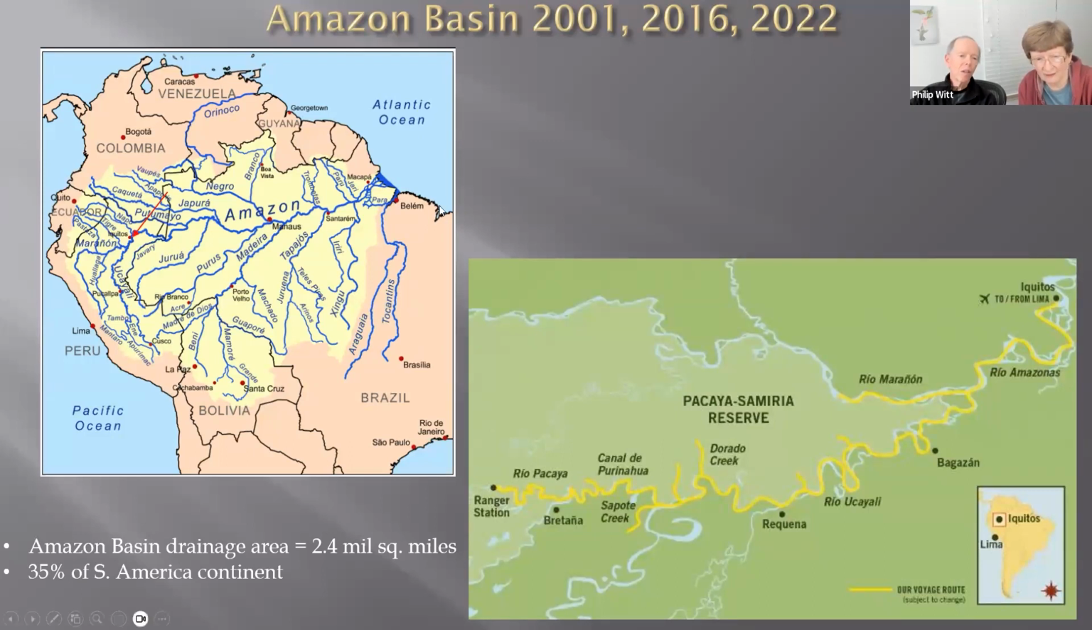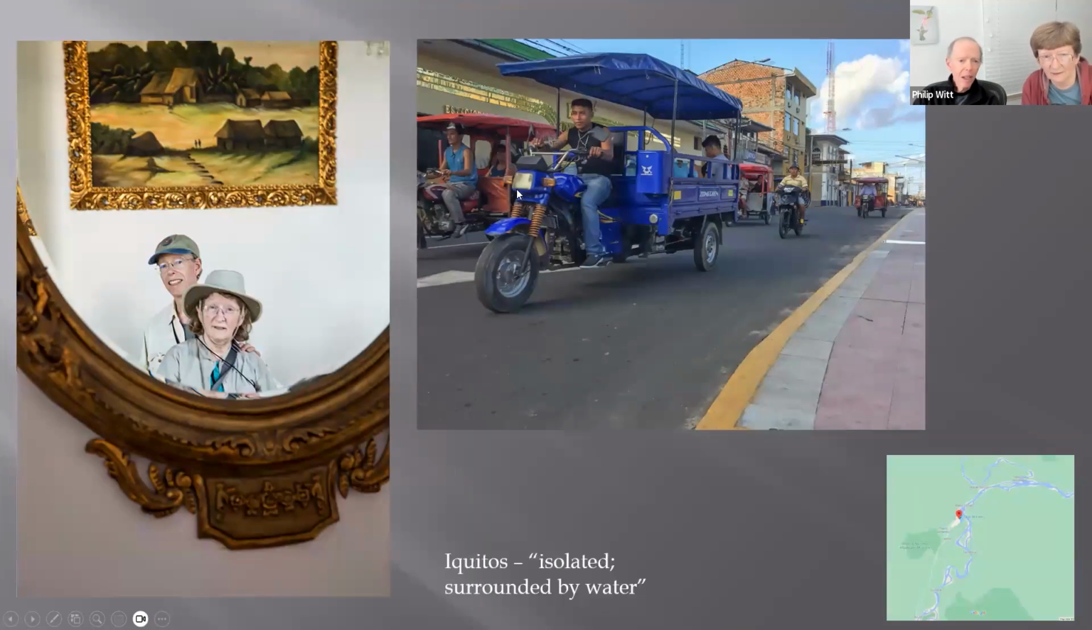And that's about it. We've been on the Amazon in three different areas. Our first trip was actually out of Manaus in Brazil, and we've been three times on the Peruvian Amazon, and once in Ecuador, on the Napo, another tributary. So, here we are in Iquitos.